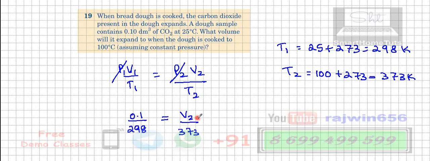Okay, this is a simple equation. You are going to calculate the volume V2. So the mistake which I made, I did this, and that's why I got the answer as 0.4 dm³. So the answer is 0.13 dm³.